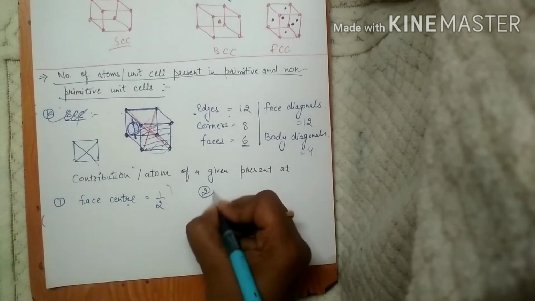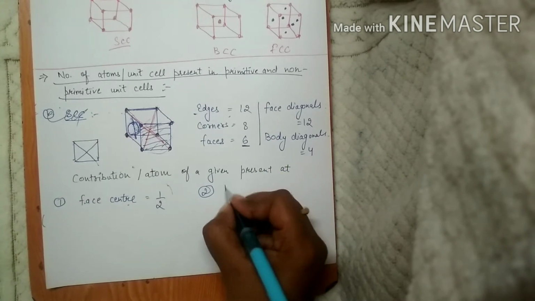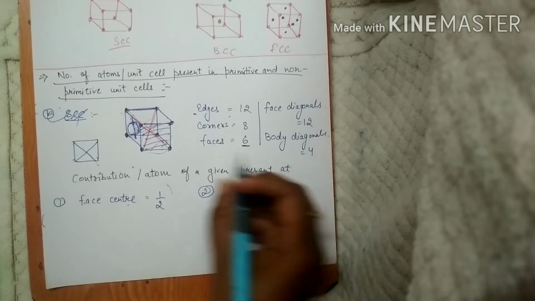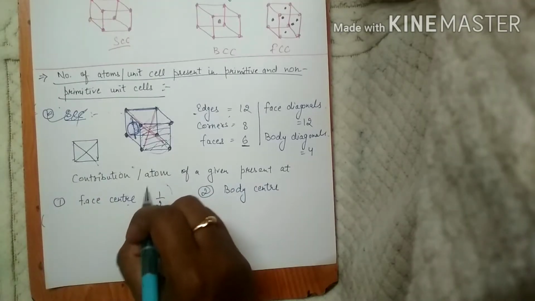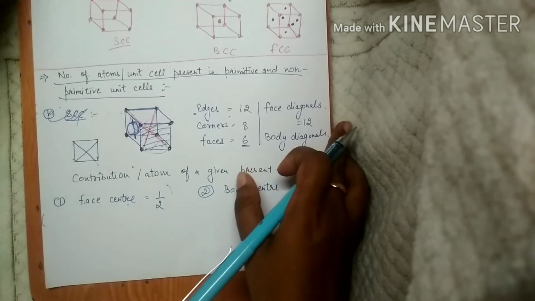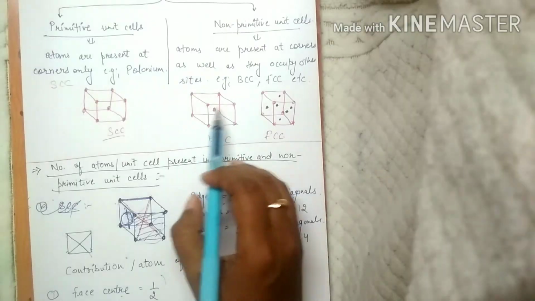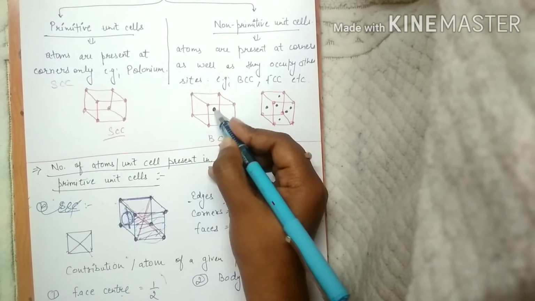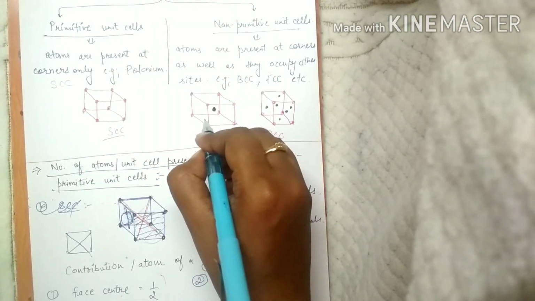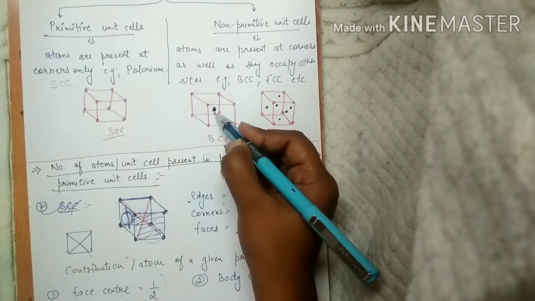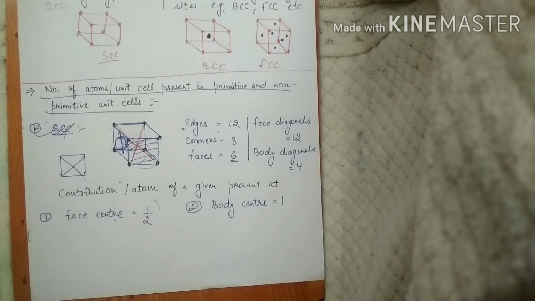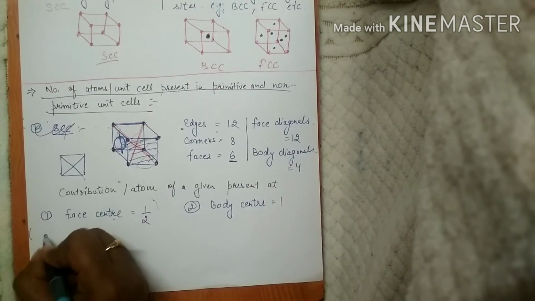Now second is your body center. Body center contributes full. For example, we have seen in the case of BCC, this atom is present inside. This whole atom is inside the unit cell, so it contributes one full atom. So body center's contribution is one full atom.